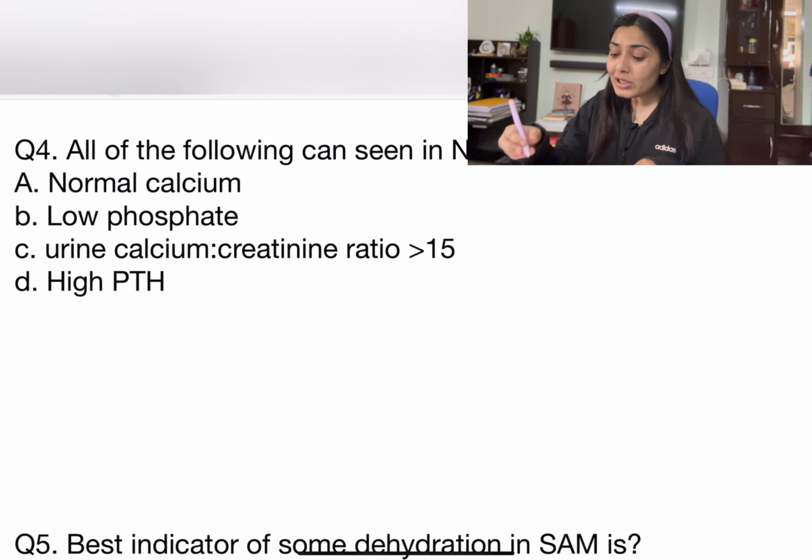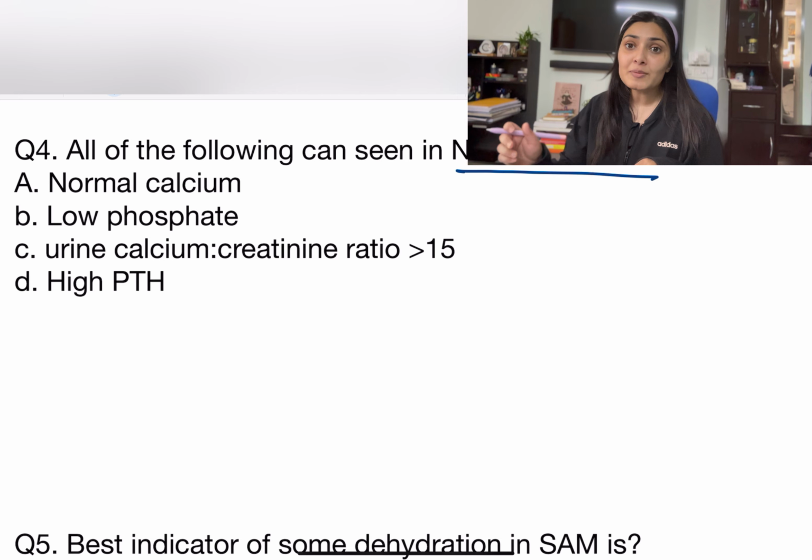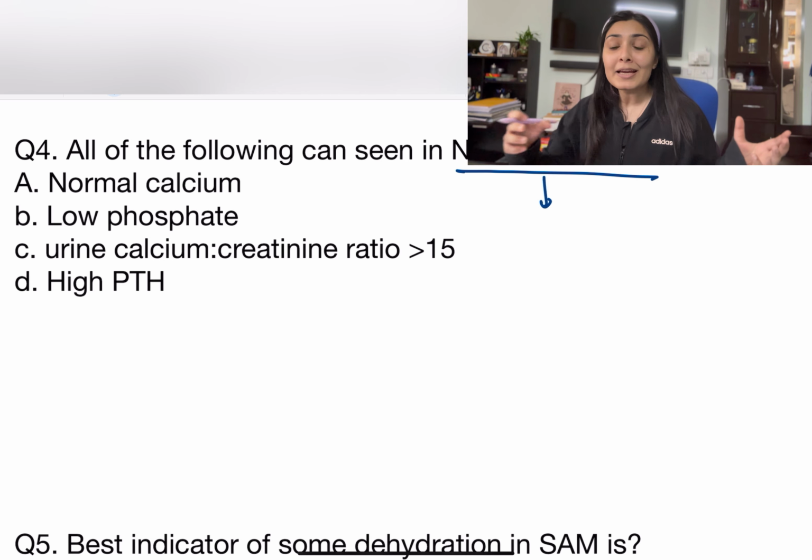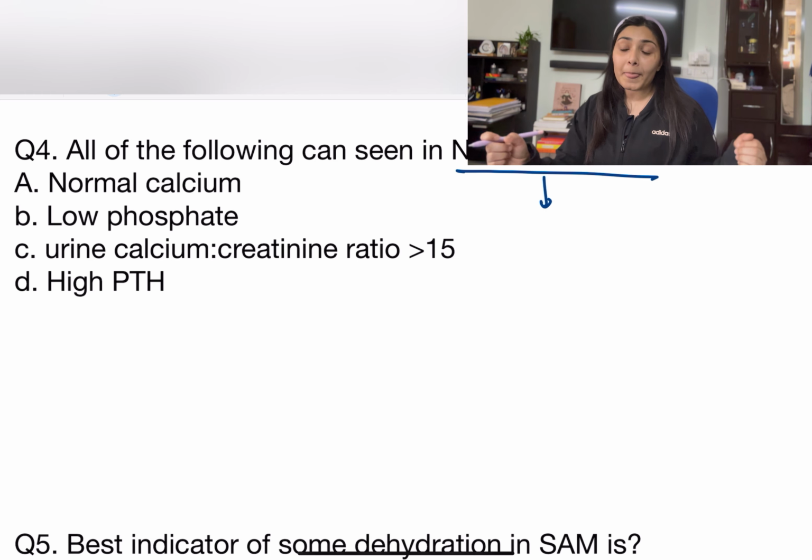So firstly, what happens in nutritional rickets? We have vitamin D deficiency happening, right? Vitamin D is very important for us because it helps the absorption of calcium and phosphate from the gut. It activates the kidneys also to produce more absorption of calcium and phosphate, right?